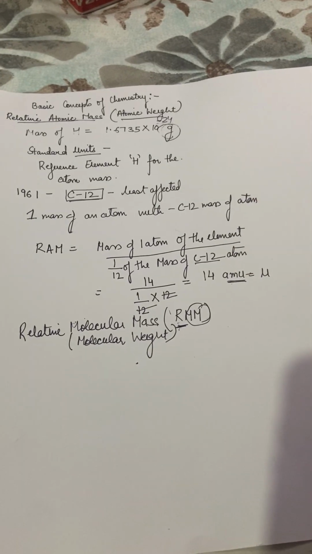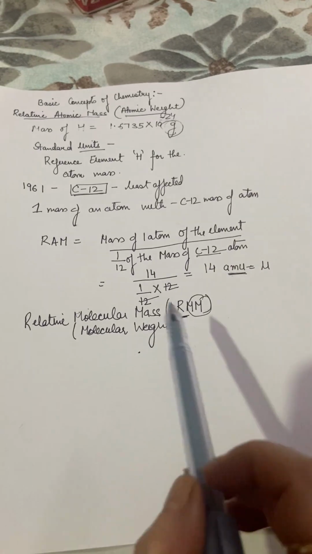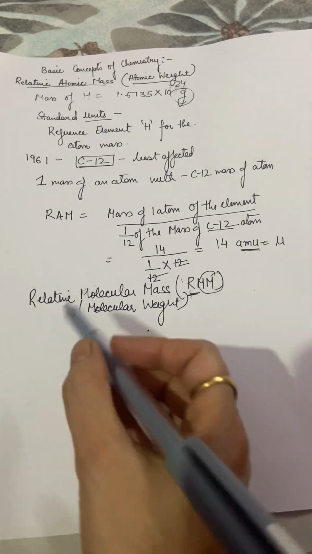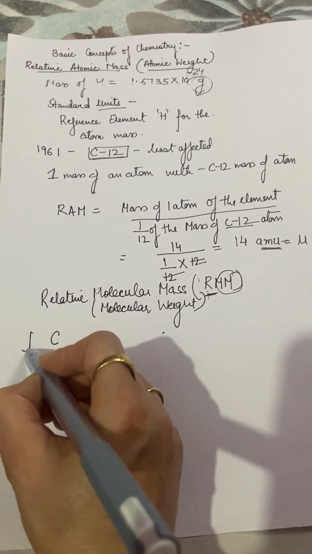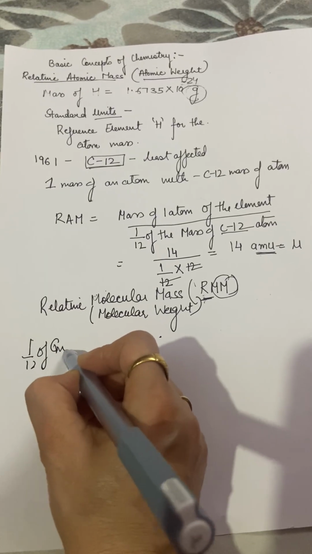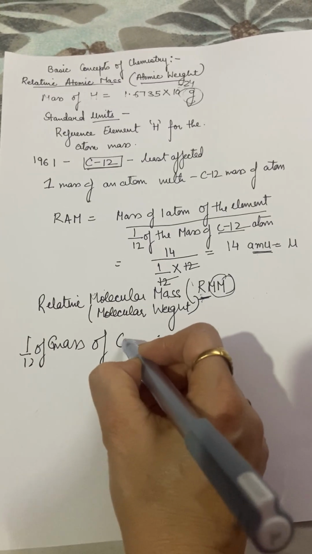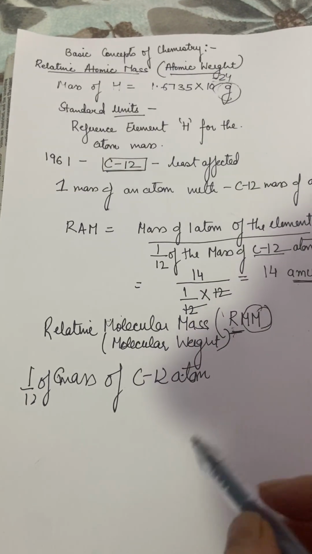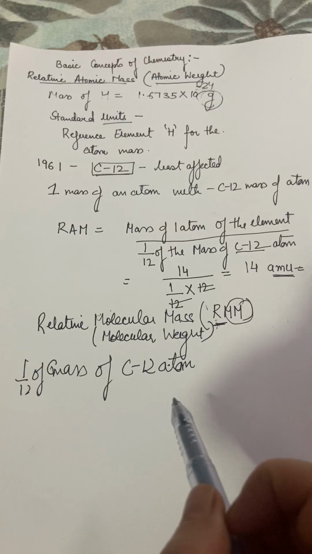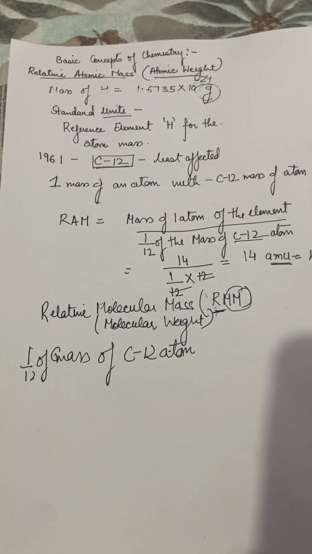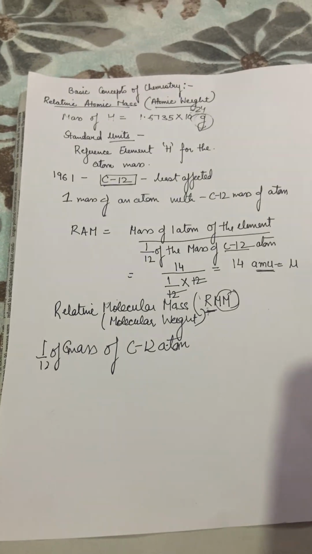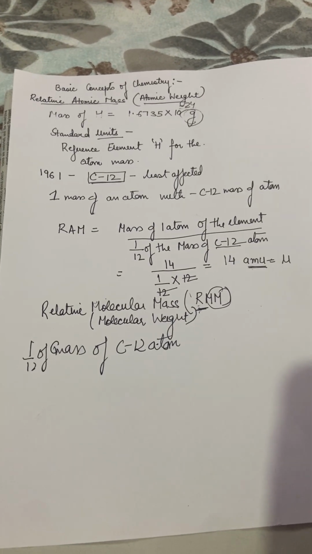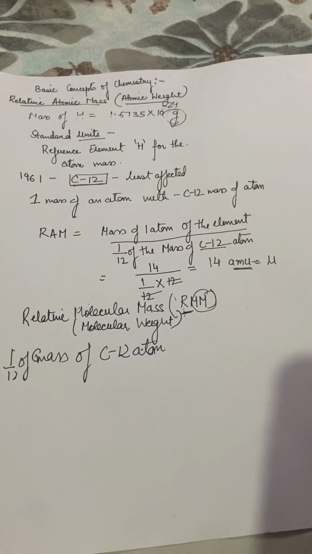Relative means it is compared with the other atom. And to which atom is the molecular mass compared? Again, it is compared with 1/12 of the mass of a carbon-12 atom. Relative molecular mass basically represents how much heavier a molecule is than 1/12 of the mass of carbon-12.